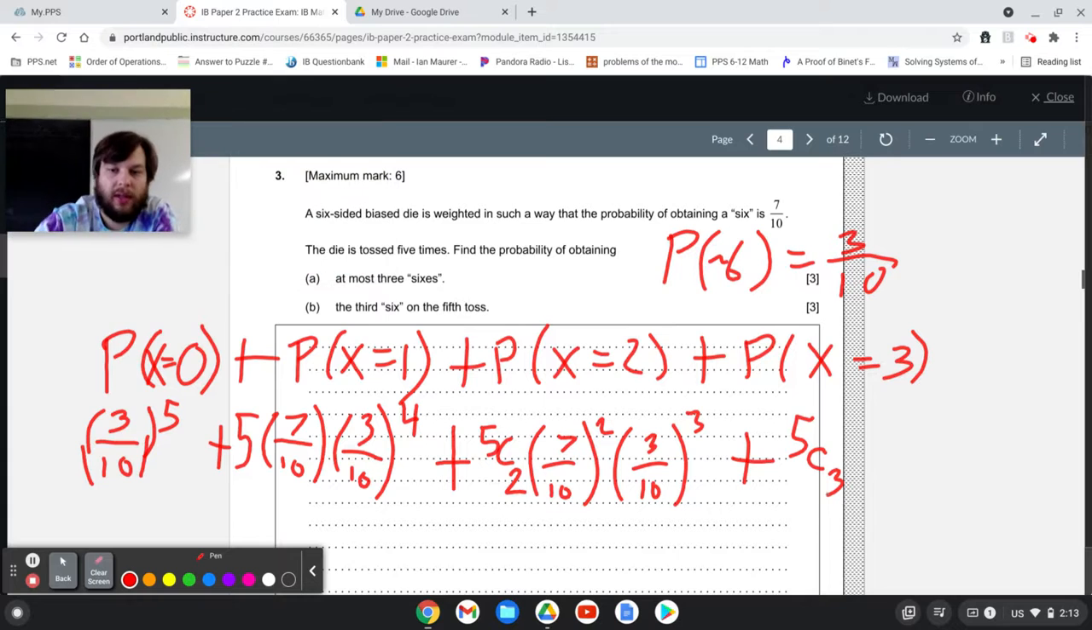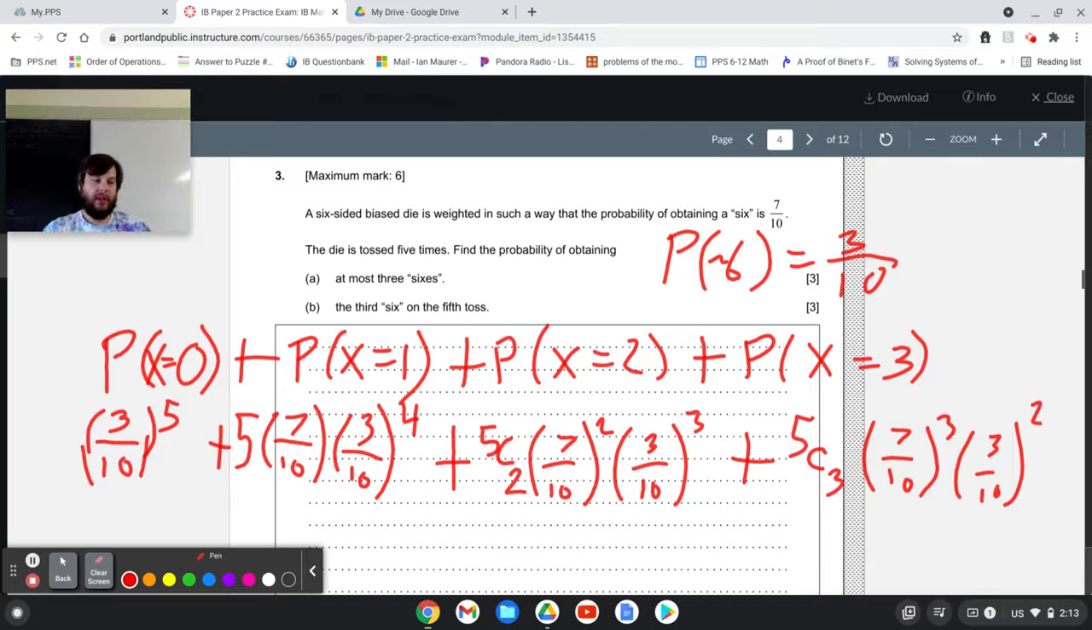And the probability for x equals 3 is 5 choose 3, times 7/10 to the 3rd, and 3/10 squared. You could do all of that, and really, if you just utilize your calculator, you're going to be okay. So let's just type all that in.